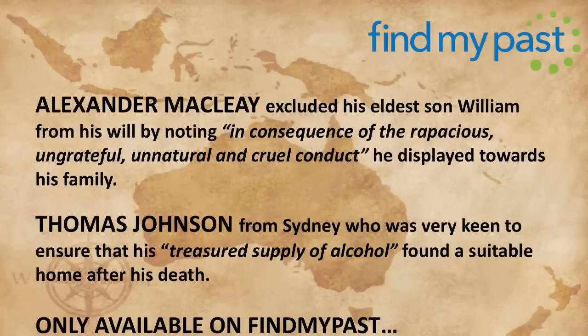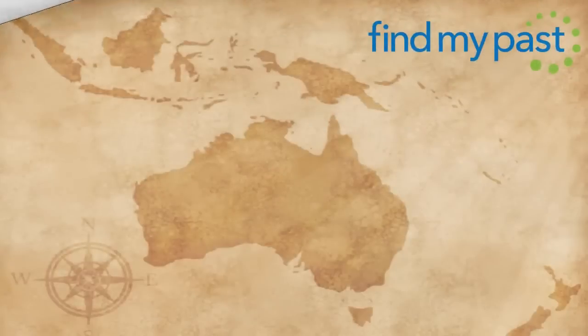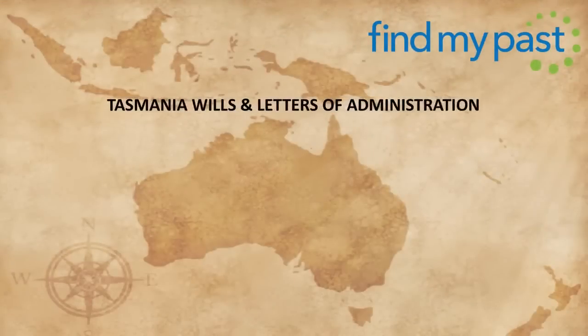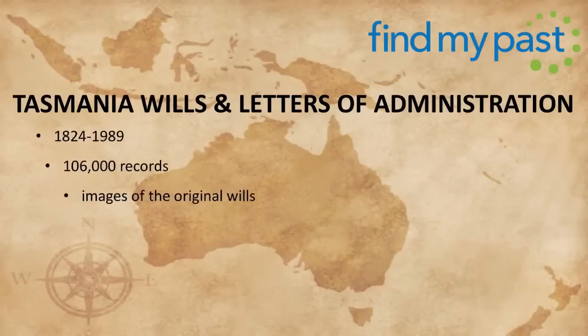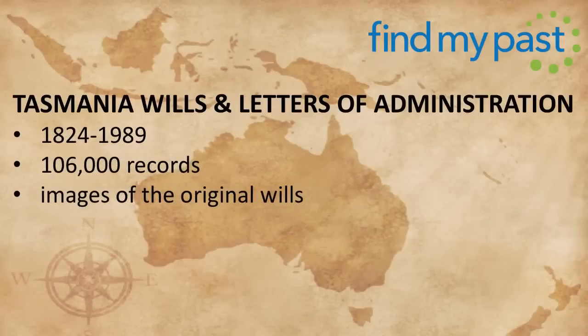Now, you won't find this record collection anywhere else. It is only available on Findmypast. Other wills and probate records include the Tasmania Wills and Letters of Administration records dated from 1824 through to 1989, with over 106,000 records, including images of the original wills.